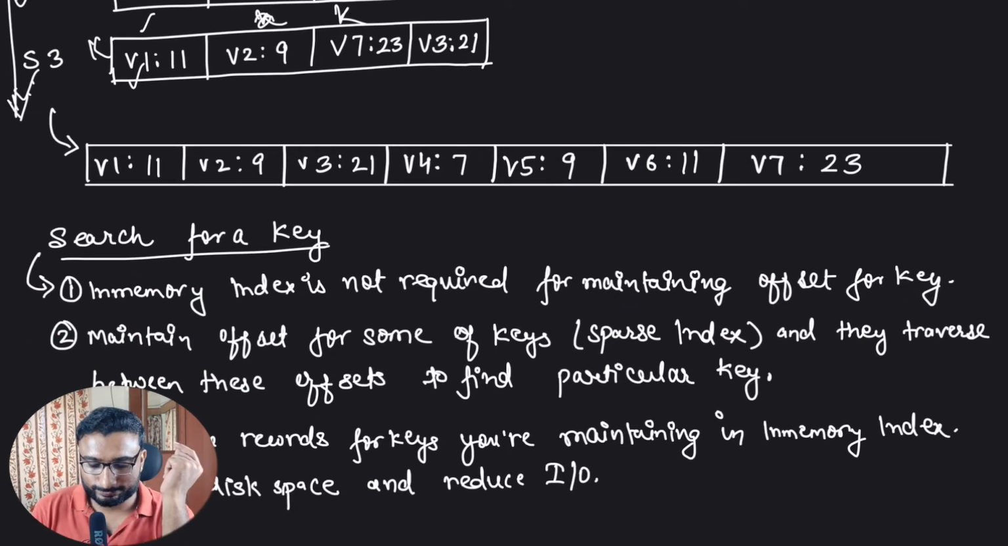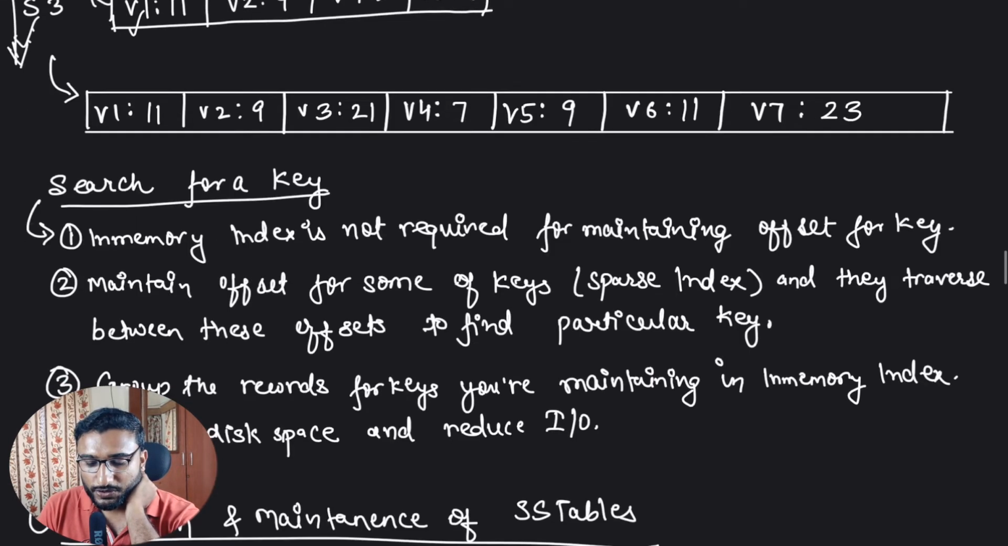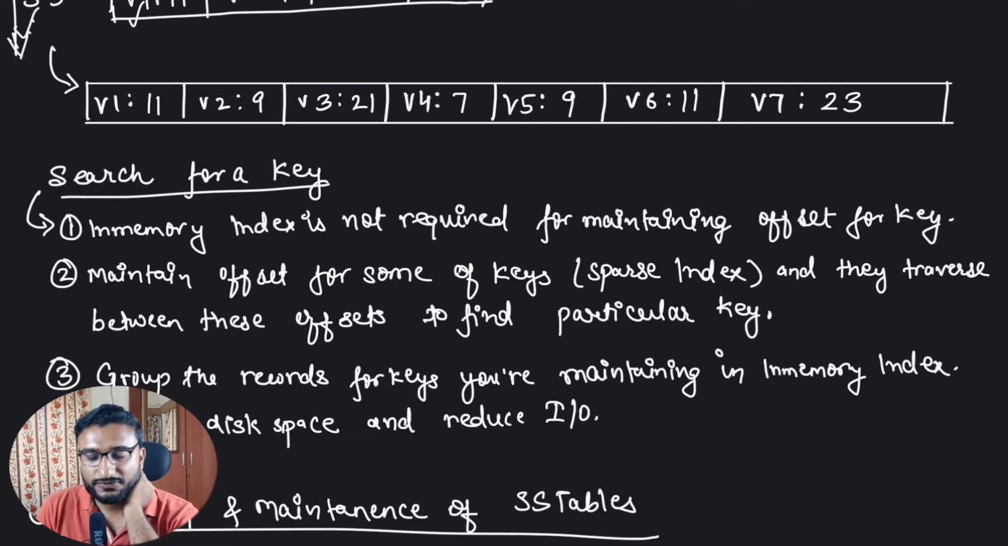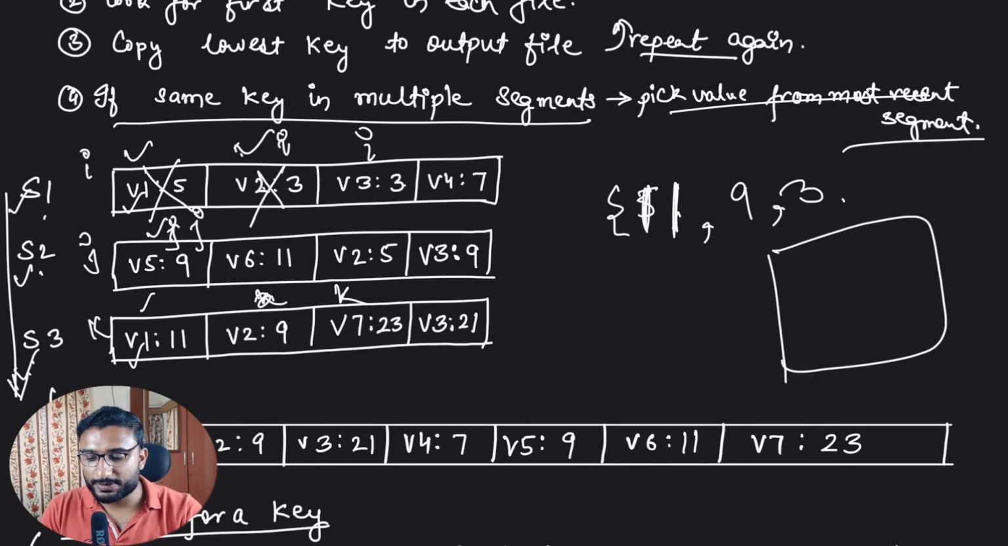Now how will you search this data? We merged it, like we have multiple segments. This is how the merge will look. Now how will you search for a particular key? In this case you don't require the in-memory offset of every key to search for data. You are maintaining just the offset of some of the keys, not all the keys, and then you can traverse between these offsets to find a particular key. For example, in my example I have K1, K2, K3, K4.